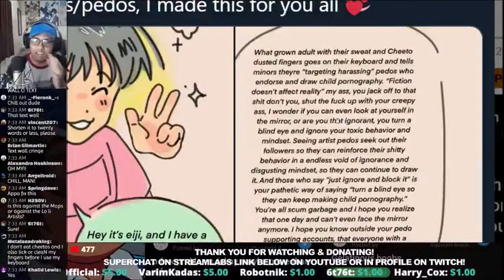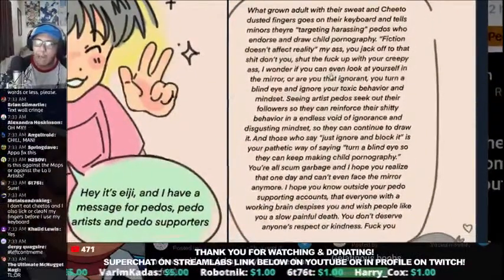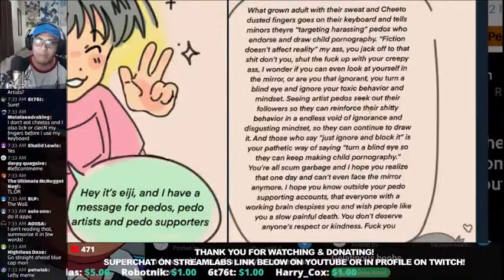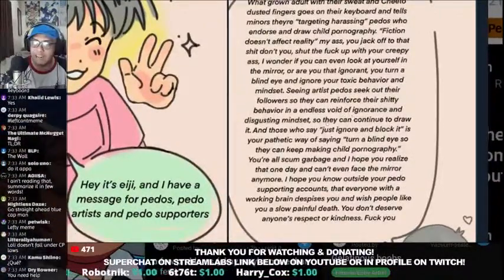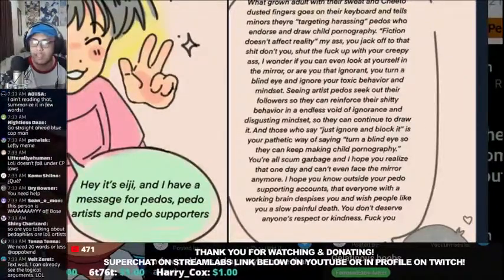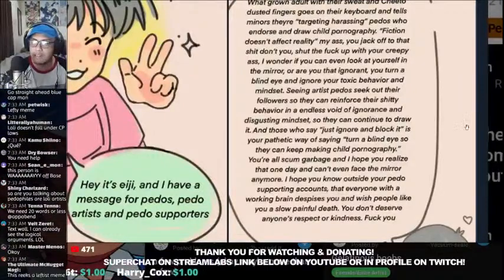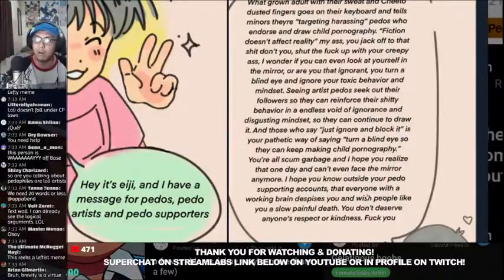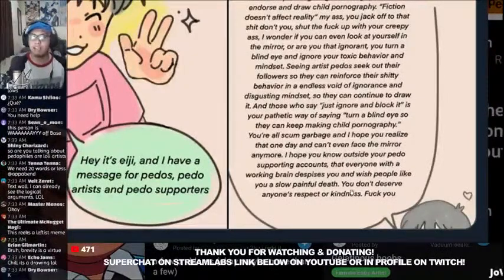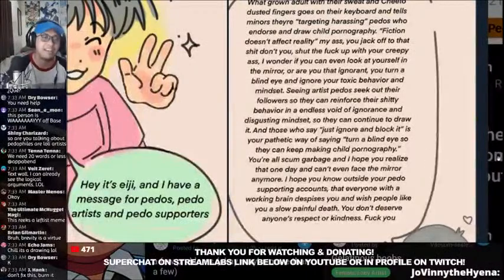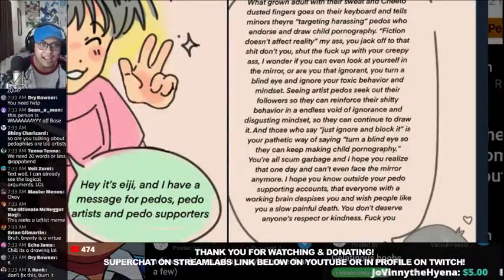I wonder if you can even look at yourself in the mirror. Or are you that ignorant? You turn a blind eye and ignore your toxic behavior and mindset. Seeing artists, pedos seek out their followers so that they can reinforce their shitty behavior in an endless void of ignorance and disgusting mindset so they can continue to draw it. And those who say just ignore and block it is your pathetic way of saying turn a blind eye so that they can keep making child pornography. You're all scum garbage, and I hope you realize that one day you can't even face the mirror anymore. I hope you know outside your pedo supporting accounts that everyone with a working brain despises you and wishes people like you a slow, painful death. You don't deserve anyone's respect or kindness. Fuck you.